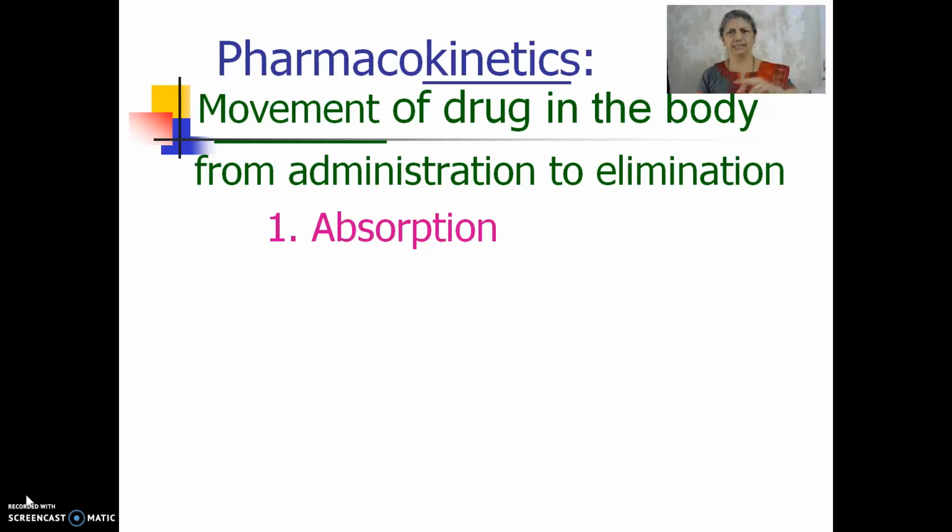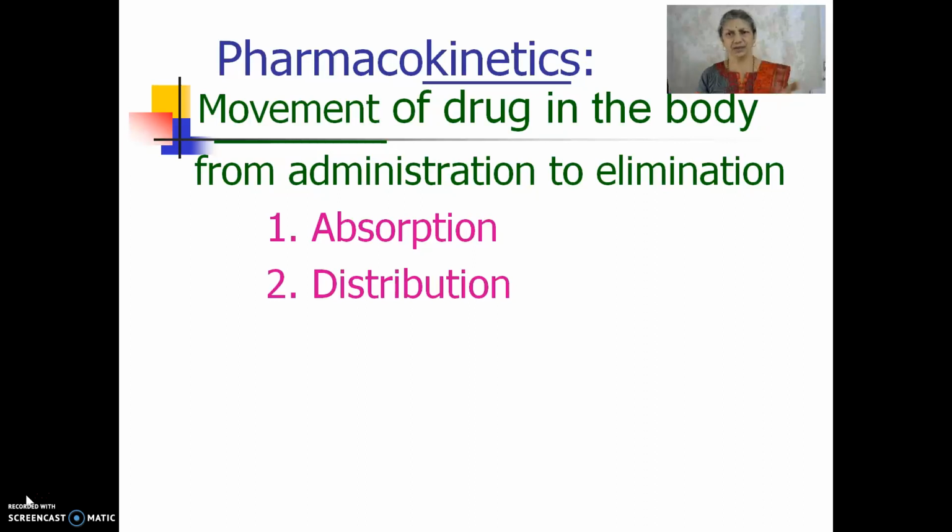One is absorption, that is, entry into systemic circulation from whatever be the site of administration. Next is distribution. We are interested in the drug getting absorbed into systemic circulation because once it enters, it will be able to go to its site of action. But the site of action is very rarely just the systemic circulation. So a drug has to leave the systemic circulation to reach its site of action, and this is considered distribution of drugs.